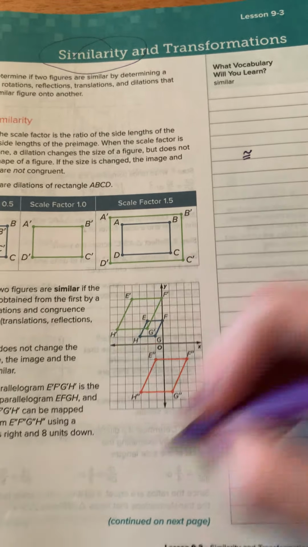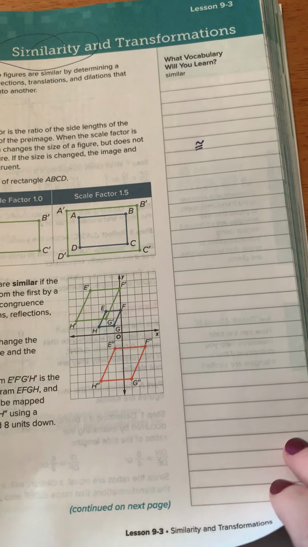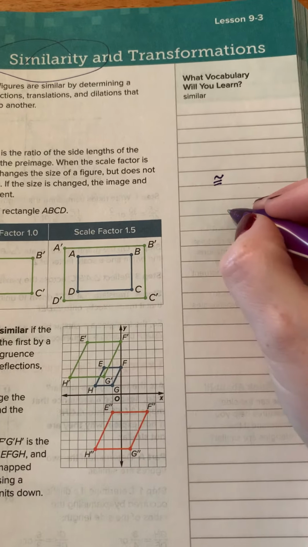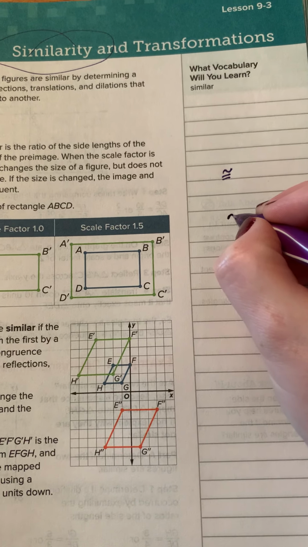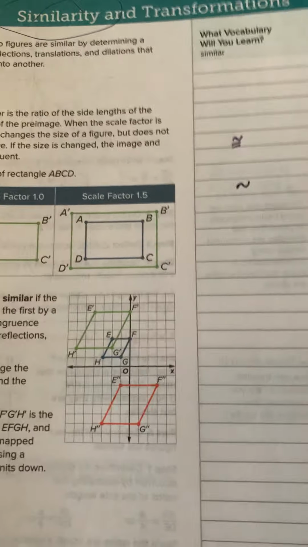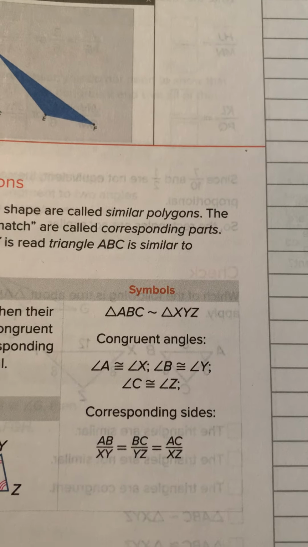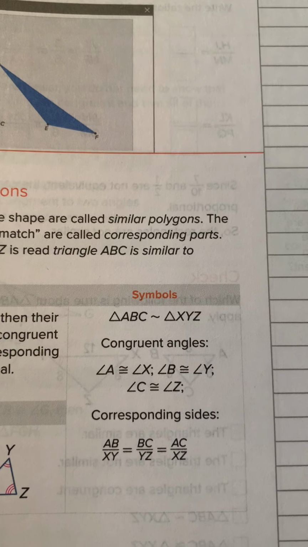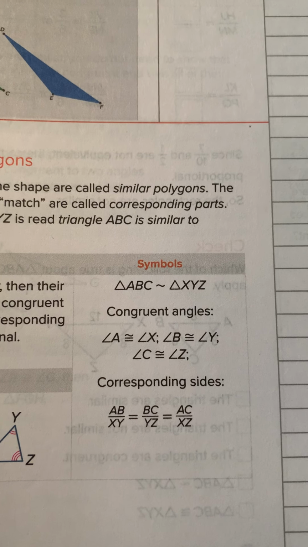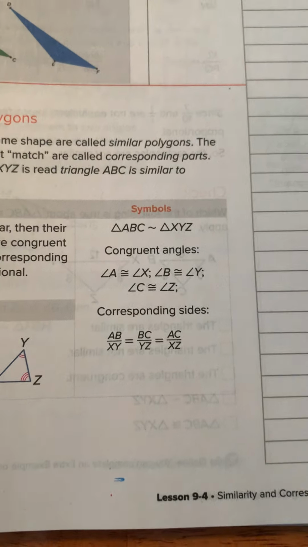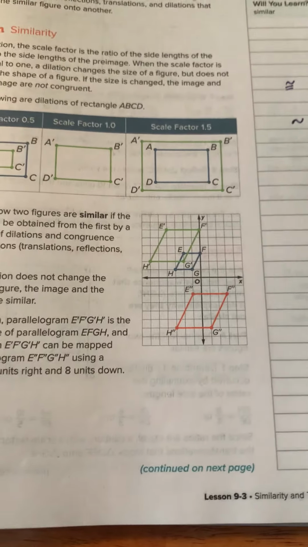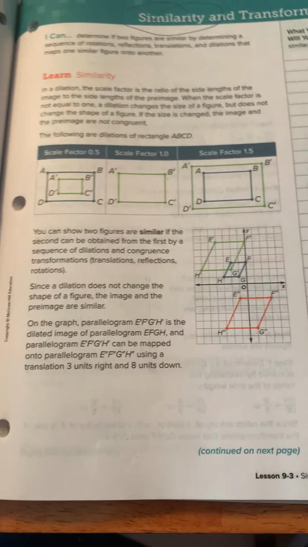Similarity, and they don't show you it on section 3. They only show you it on section 4, which is ridiculous. But similarity is shown with just the tilde. So we're on 501, but if you flip to 513, there's the symbol, the little tilde. That means similar. You can see below are congruent, and below that are corresponding with equal signs. I just want you to get the gist of this right now.